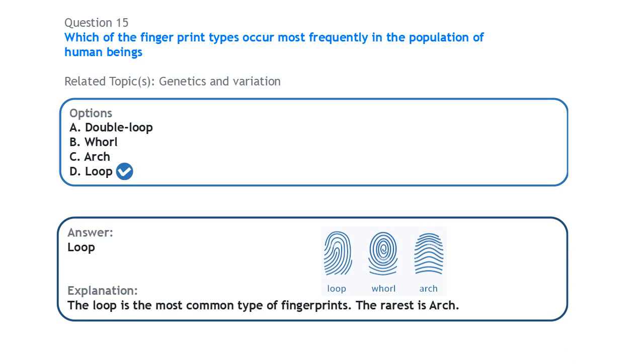That is the loop. The loop is the most common type of fingerprint, while the rarest fingerprint is the arc.